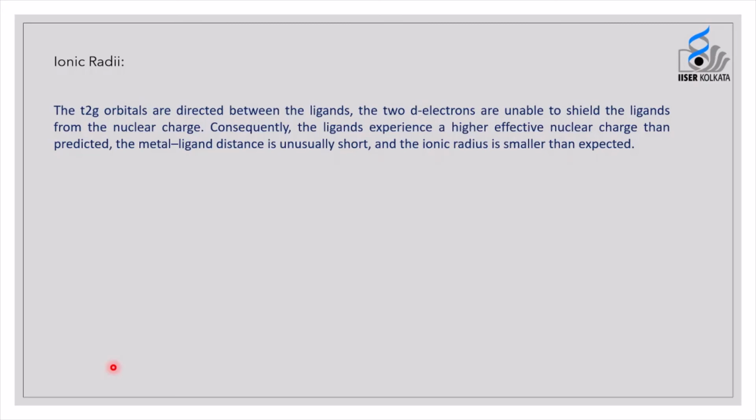So in this case, what actually happens? The reason is written there: the t2g orbitals are directed between the ligands. So the t2g orbitals are between the ligands, and they are not going to shield the effective nuclear charge, meaning the power of the nucleus to attract electrons. So it becomes more powerful and attracts the electrons, and the size decreases. This is the effect of splitting on the ionic radii. So we expect smaller ionic radii after splitting.